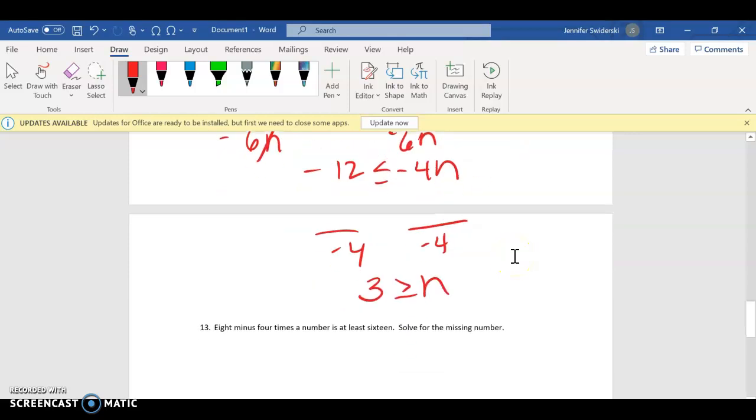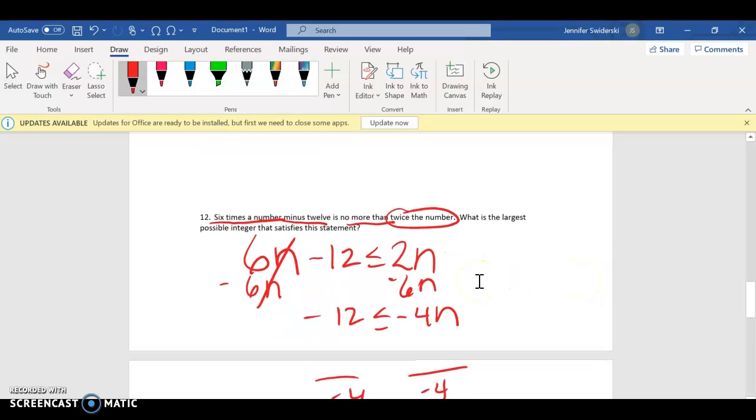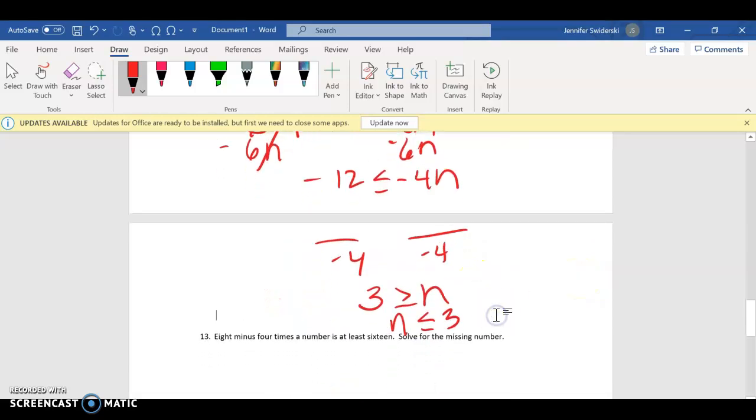Wait, now what? Now I have to flip the sign again. So I get n has to be less than or equal to 3. So it's saying any number less than 3 would make this statement true. Okay, let's try number 13.